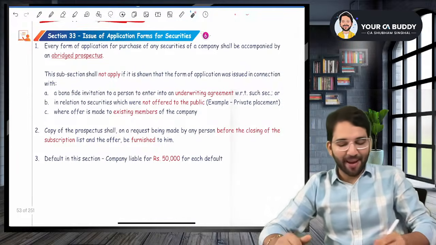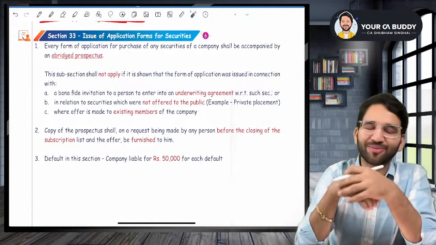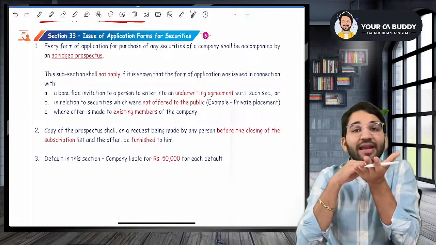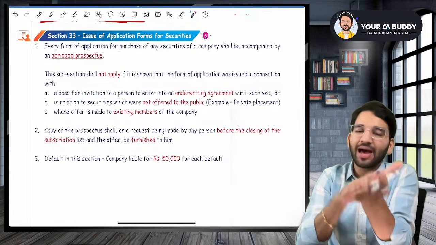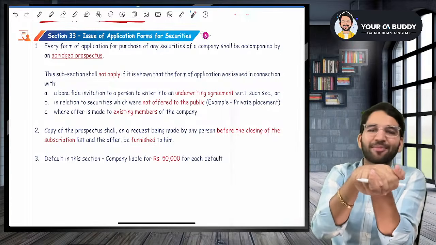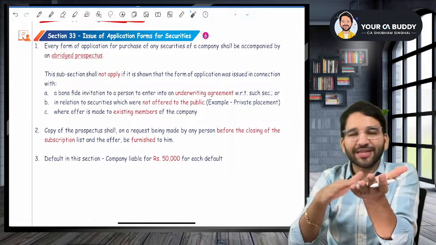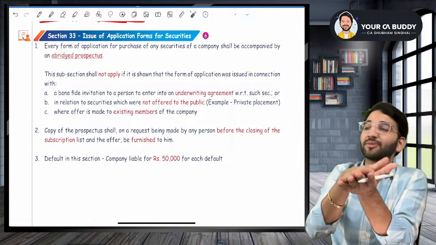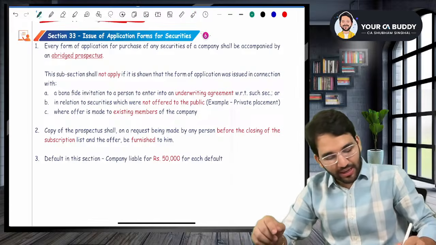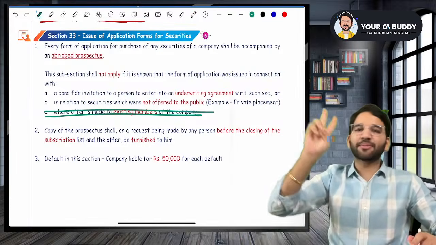So the last one is abridged prospectus. Sir, what is abridged prospectus? Listen to me very carefully. Whenever you issue the application form, along with that application form, you will have to give an abridged prospectus. Along with every application form, there has to be an abridged prospectus, but there are two exceptions to it, not three.